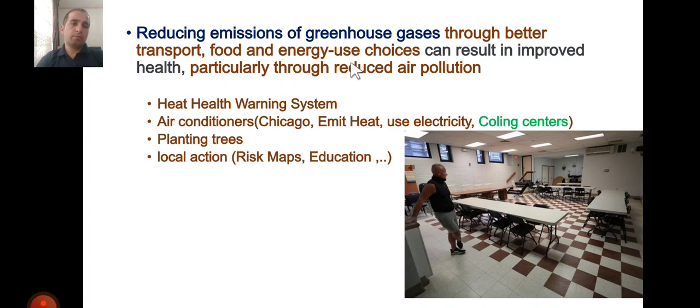The better transportation system, food and energy use choices, the right choices actually, and reducing air pollution in the atmosphere. They are all good strategies to reduce the impact of climate change. In addition, we have some strategies that are newly used by some countries, especially in Europe, Canada and the United States: the heat health warning system, or HHWS, air conditioners, planting trees, local action like risk maps and education. They are a very good idea to tackle the impact of climate on health.